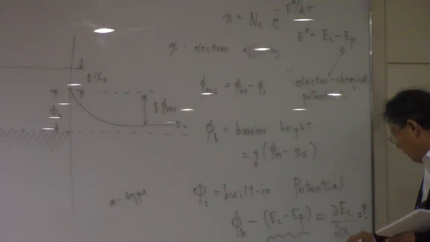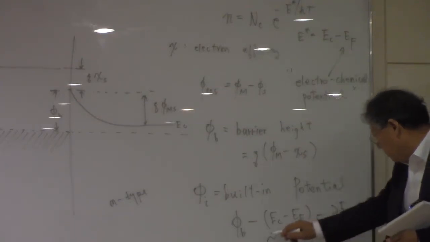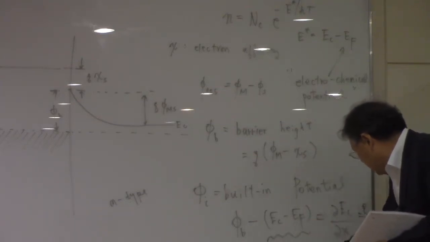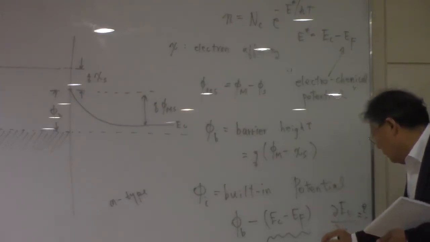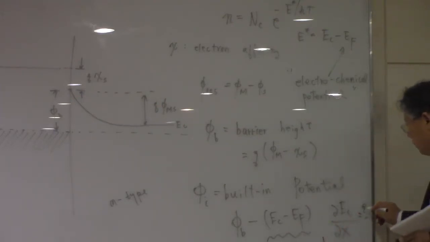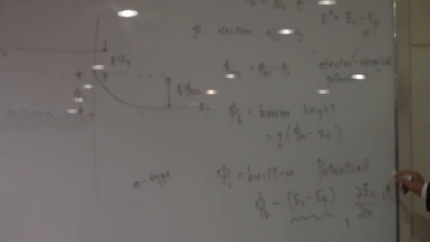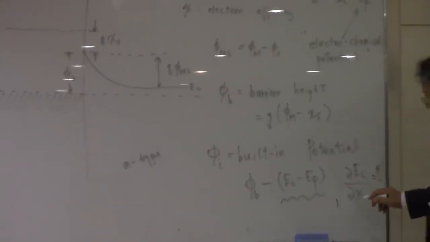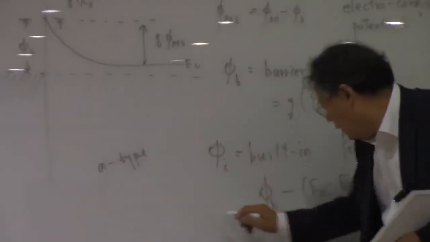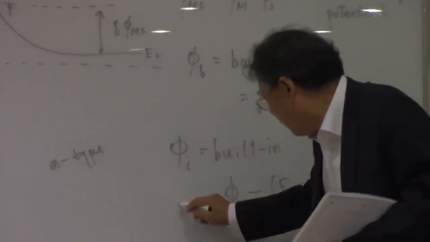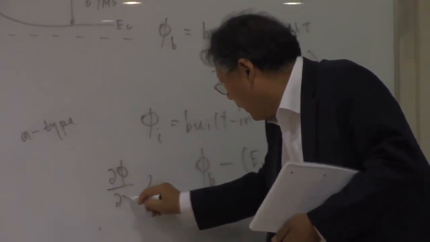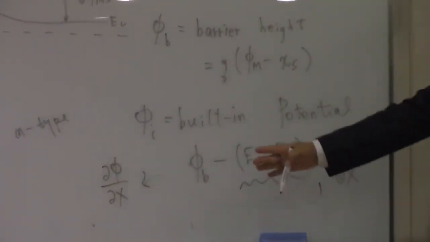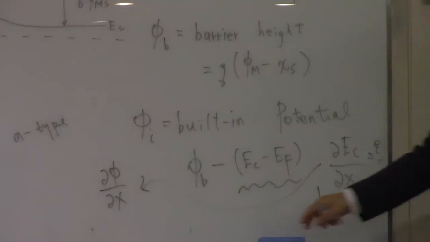So actually, this is not equal to this. Let's say this is a built-in electric field. That is actually coming from partial phi over partial x. The electric field should come from the derivative of the potential, right?